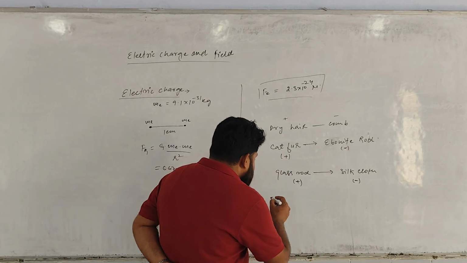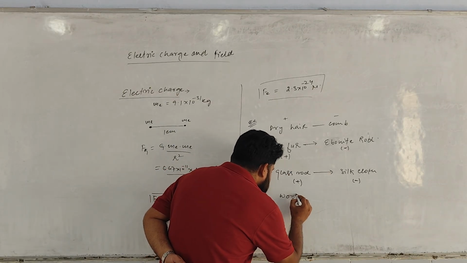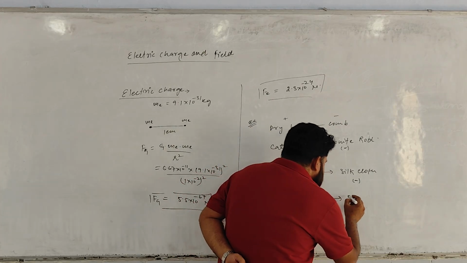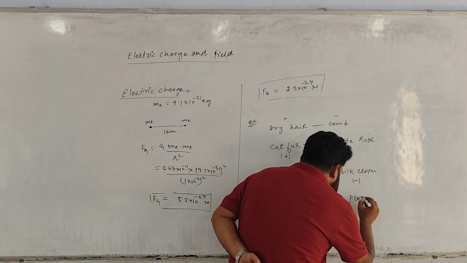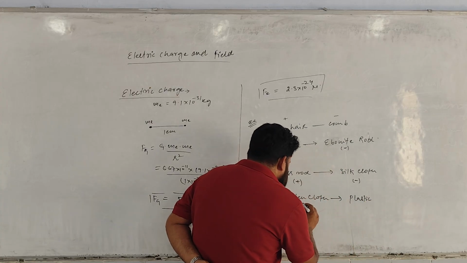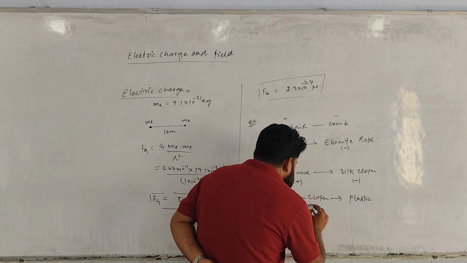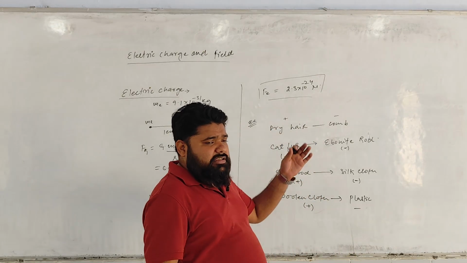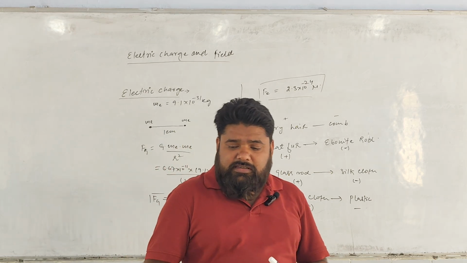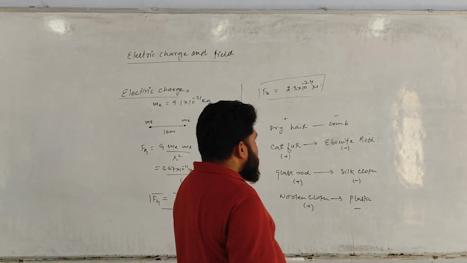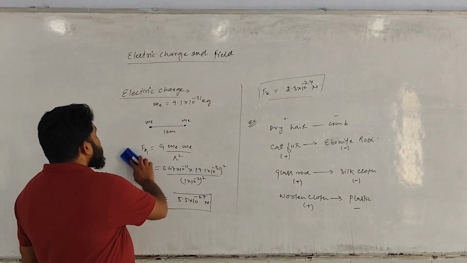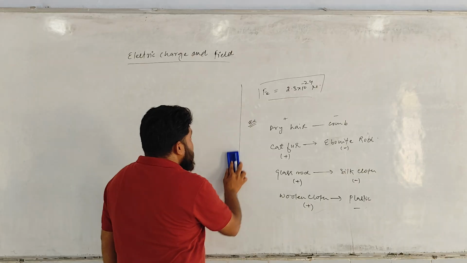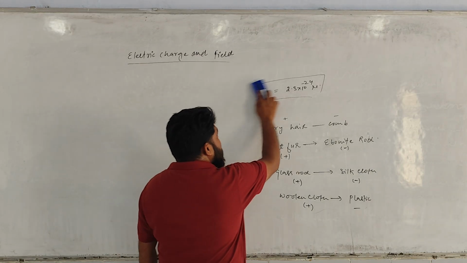In the same way, in your daily life, when woolen cloth is rubbed with plastic, the woolen cloth acquires a positive charge and the plastic acquires a negative charge. So these are some examples from your daily life in which we can see the kinds of charge. Charge can be categorized into two categories: one is positive charge, another is negative charge.